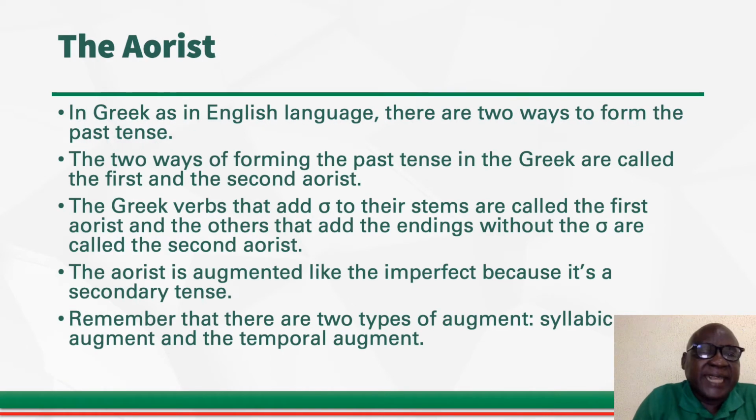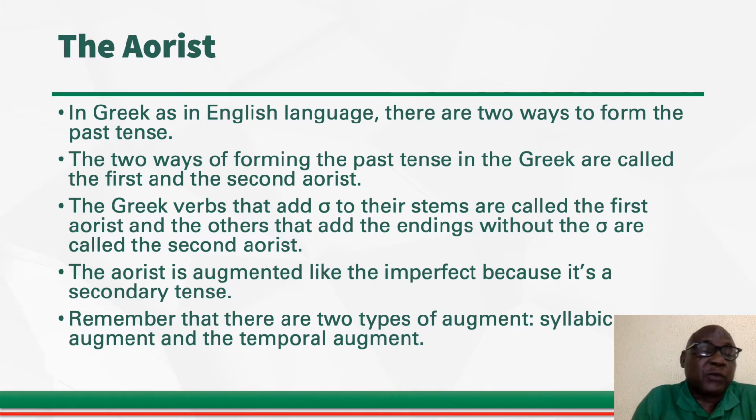Now we are going to the aorist. In Greek, as in the English language, there are two ways of forming the past tense. The two ways of forming the past tense in Greek are called the first aorist and the second aorist. Now, the Greek verbs that add sigma to their stem are the first aorist, and the others that add the endings without the sigma are the second aorist.